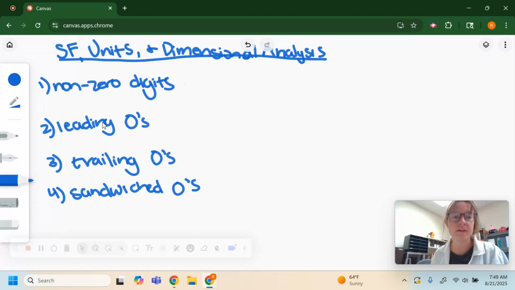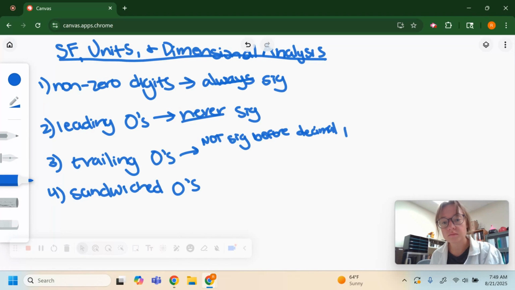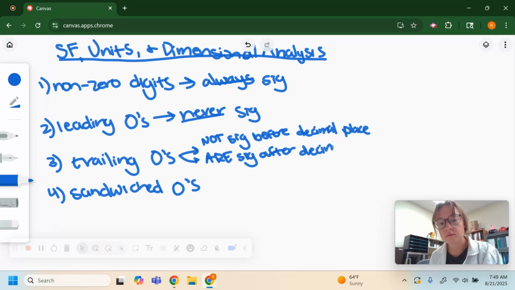Okay, here are the sig fig rules that you already know. If a number has a non-zero digit, you know that that means that that number is always significant. Any non-zero digit is always a significant number. We know that leading zeros are never significant. We know that trailing zeros are, well, sometimes significant. They are not significant if they are before the decimal place, and they are significant if they are after the decimal place. Sandwich zeros, we know, are always significant.